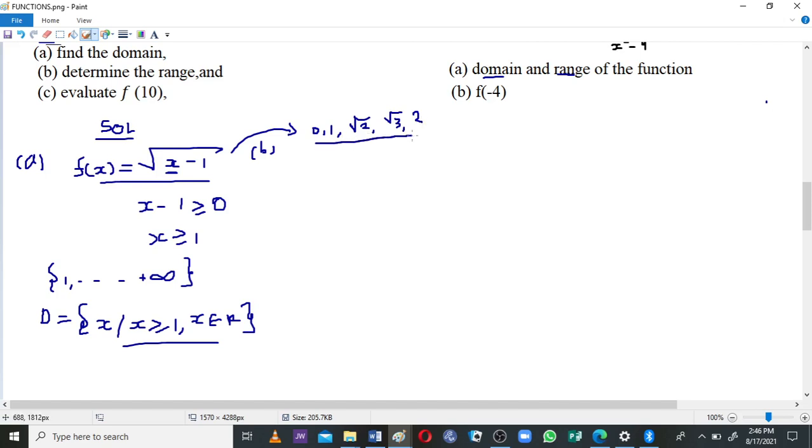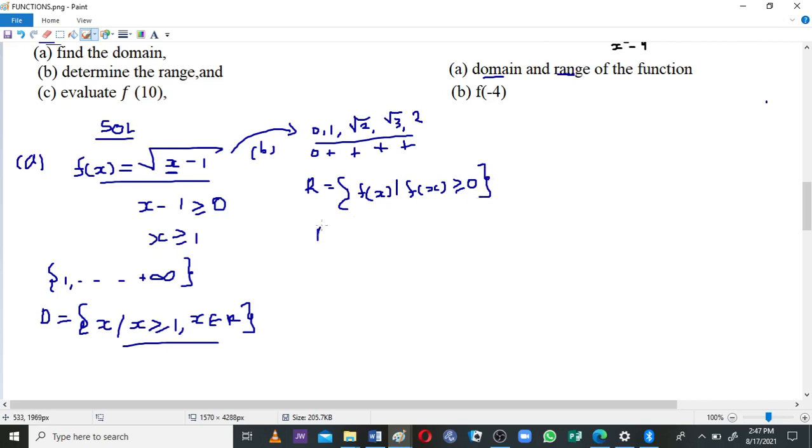What is this telling you? This is telling you all these are positive values that you'll be getting starting from 0. So your range can be written as range is equal to f(x) such that your f(x) will be greater than or equal to 0. So this will be a set of your outcomes for every x value.